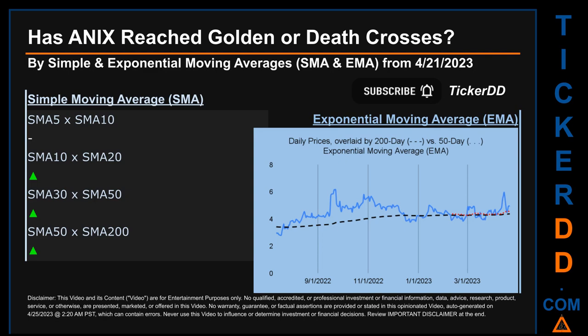For simple moving average, by comparing 50 to 200 days, we found a bullish golden cross signal since the 50-day SMA crossed above the 200-day. Continuing with SMA, we looked across the 5 to 10, the 10 to 20, and the 30 to 50-day ranges to see if golden and death crosses had been reached. We found golden cross signal for the 10 to 20, the 30 to 50. We could not find either golden cross or death cross signal for the 5 to 10.